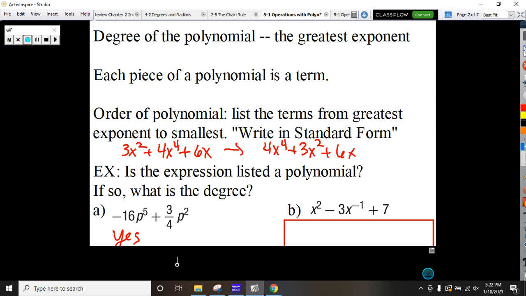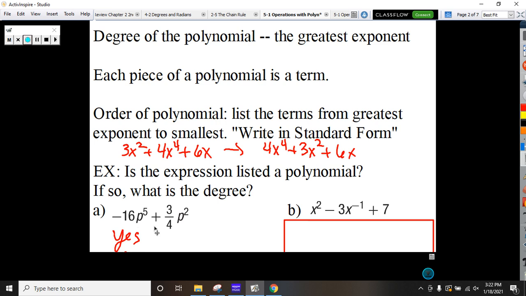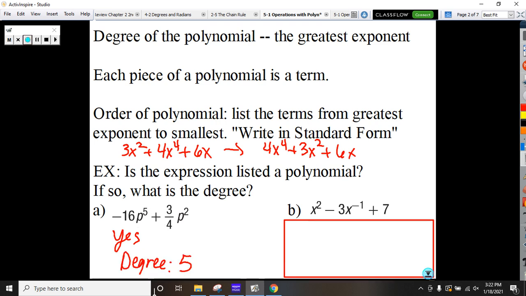So then this one is considered a polynomial because, again, there's no variable exponents, no negative exponents, no square roots, and no variables in the denominator of a fraction. So if you see a fraction, if you look down there, there's just a number, then it's fine. So yes, it is a polynomial, and so then we're going to say what its degree is. So its degree would be that 5. So degree is 5 because 5 is the biggest exponent.